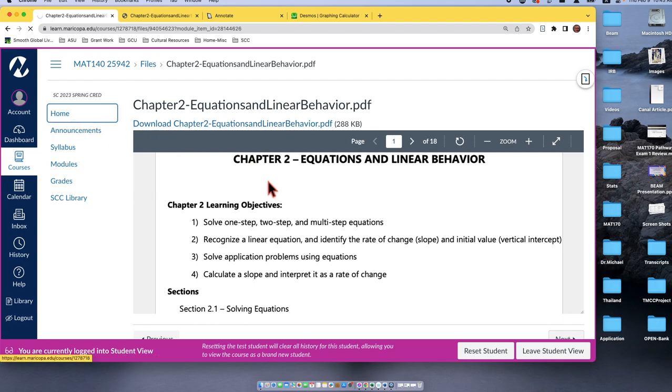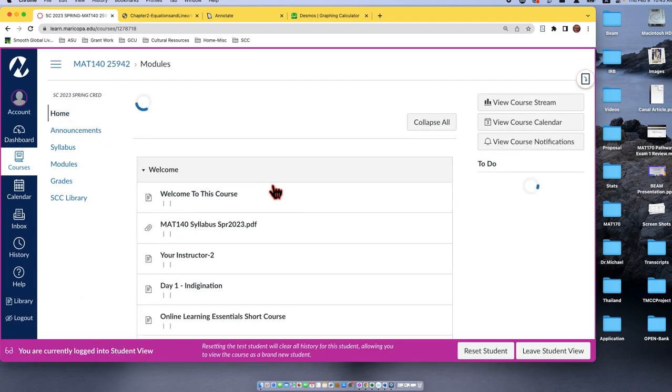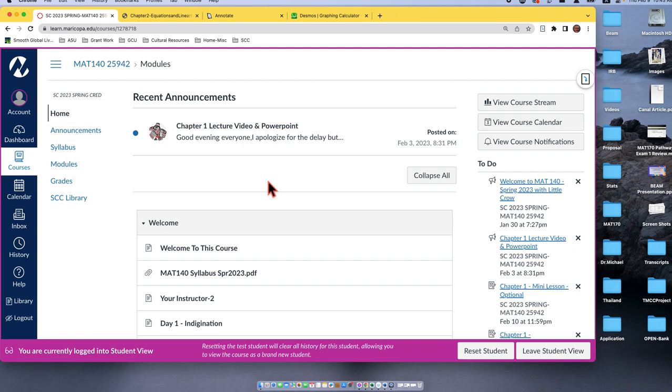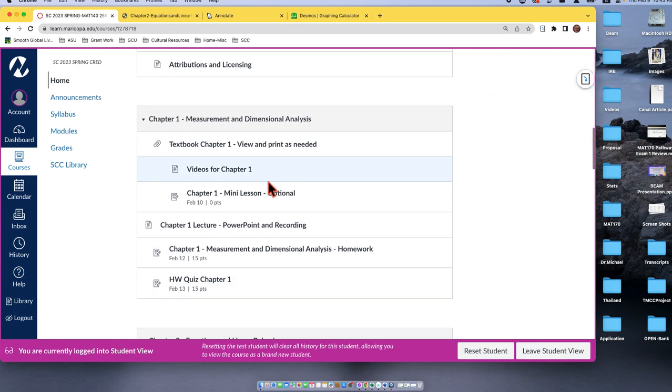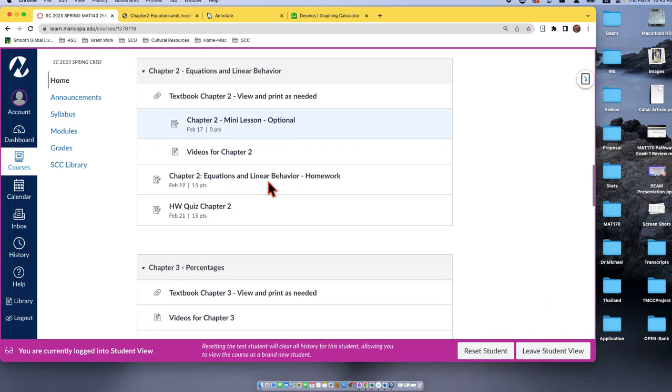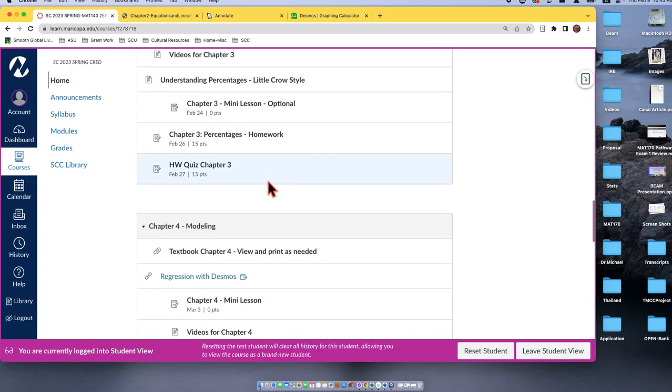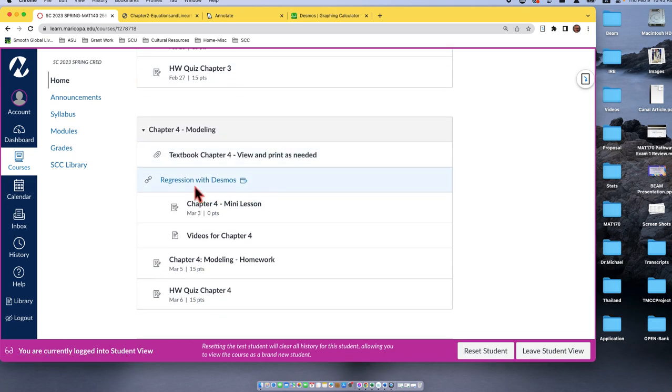Wait. I'll come back. Okay. But I want to show you. There's an app. Desmos made an app version. Yes, Desmos does have an app, there's an app version of the calculator. So you don't have to use it in your phone browser. Right. If you go down to chapter 4, regression with Desmos, there's actually a video in here that will walk you through it. So if you forget, you could, but we're not going to show you.